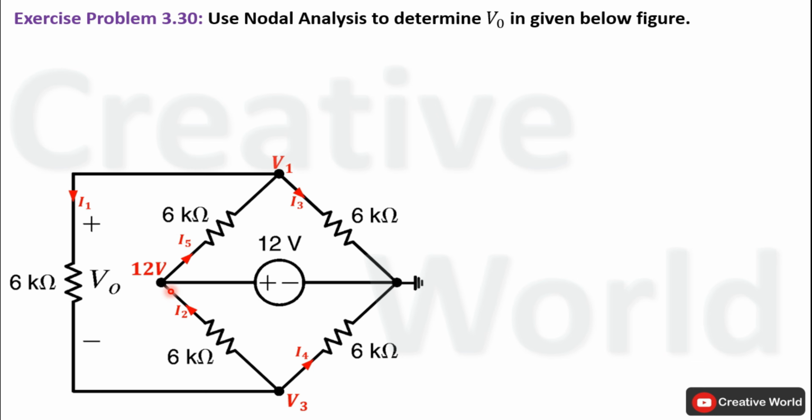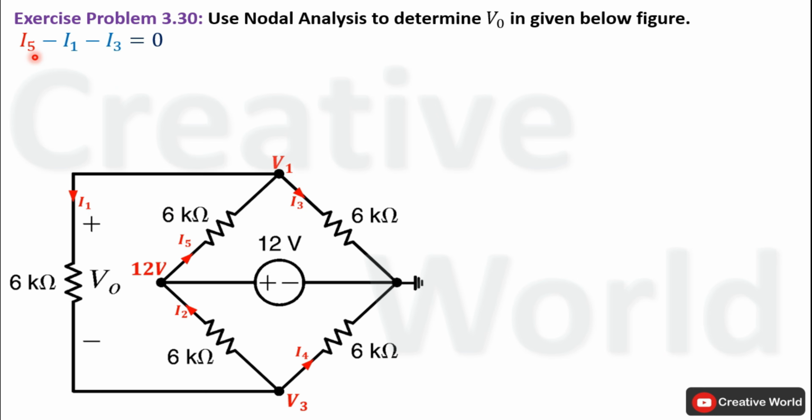Now there is no need to apply Kirchhoff's current law on this node because this node voltage is already known. We will apply Kirchhoff's current law on these two nodes to find out their node voltage equations. First of all, we will apply Kirchhoff's current law on this node. On this node, only one current is entering, I5, while two currents are leaving, I3 and I1. So KCL equation for this node will be I5 is entering current while I1 and I3 are leaving currents.